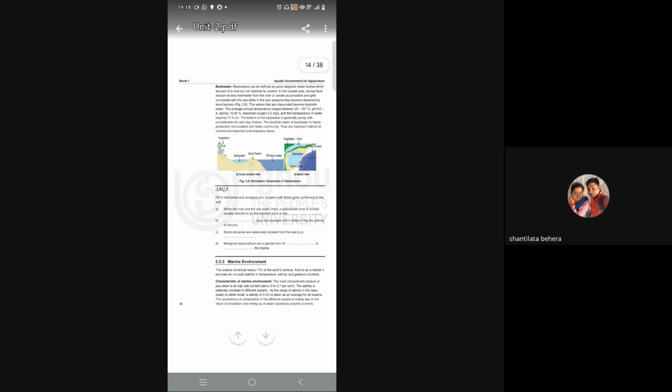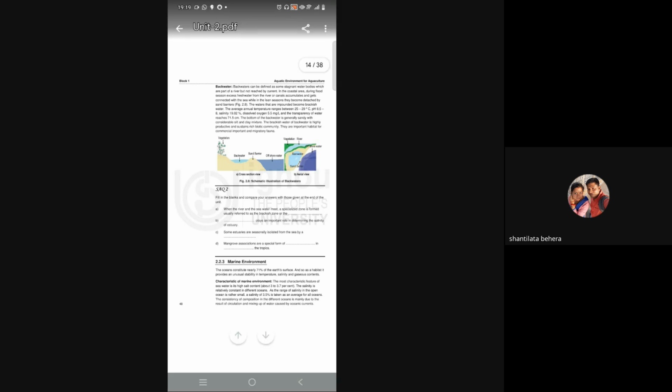So in the marine environment there is unusual temperature and salinity, and as the salinity changes, the temperature also changes, and the gaseous content also changes from time to time. So, characteristics of the marine environment. The most characteristic feature of seawater is high salt content. It contains more salt, which is about 3 to 3.7%.